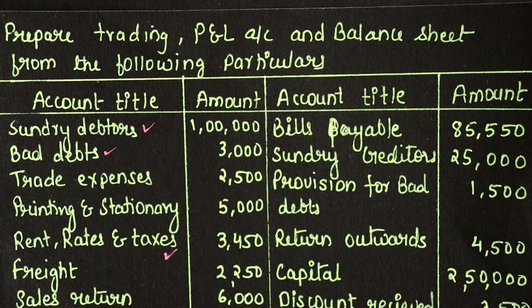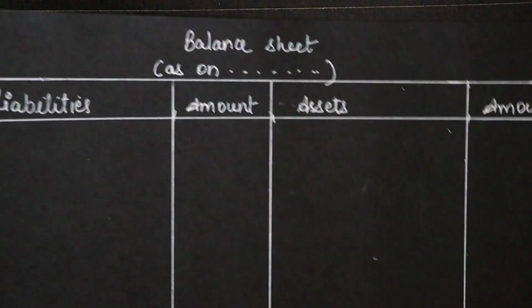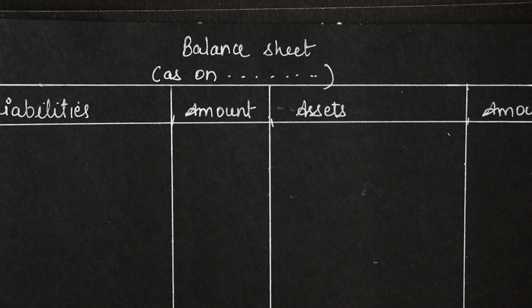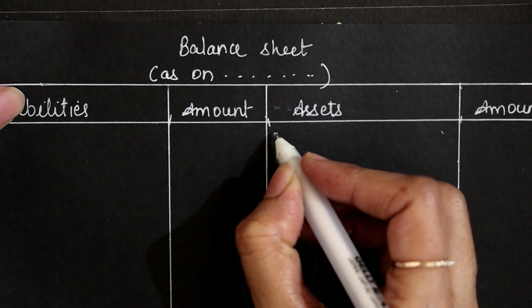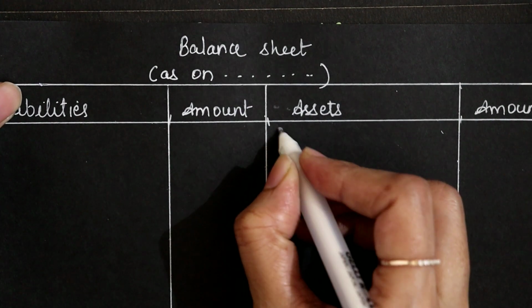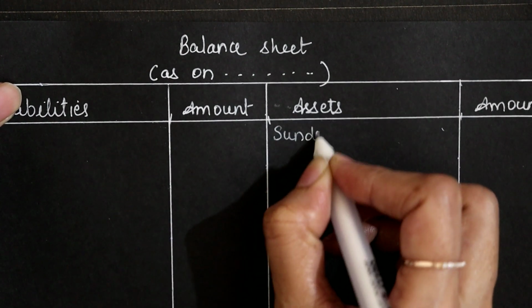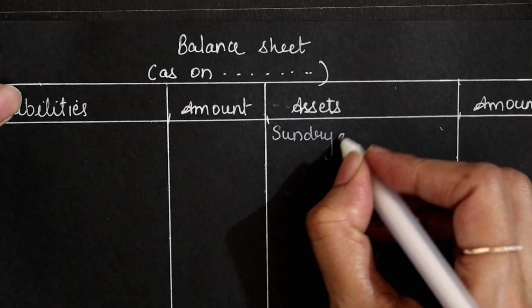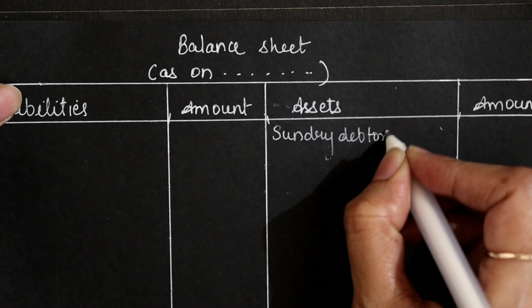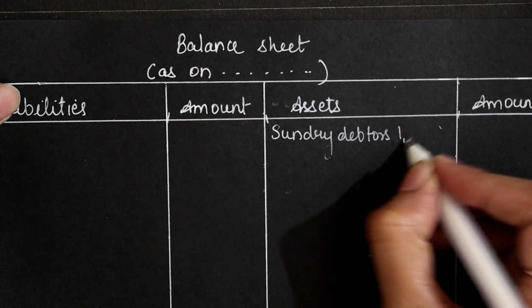Now the first entry in this question is sundry debtors. Its amount is 1 lakh. Sundry debtors appear on the balance sheet asset side, so we will write sundry debtors in the inner column. One lakh.